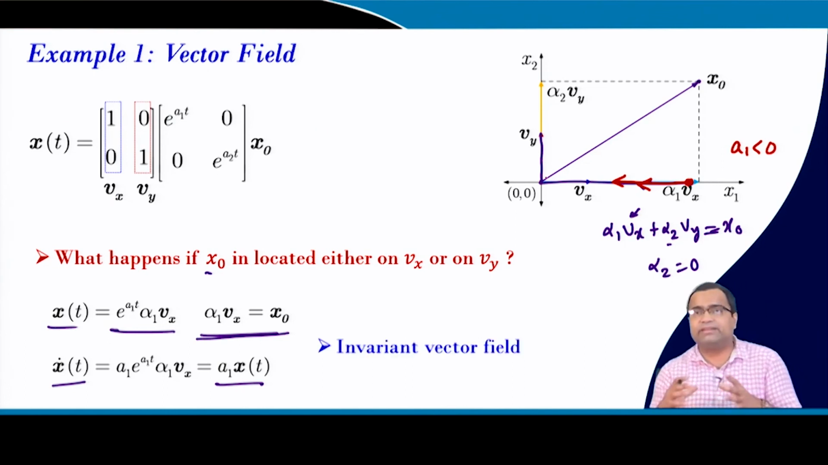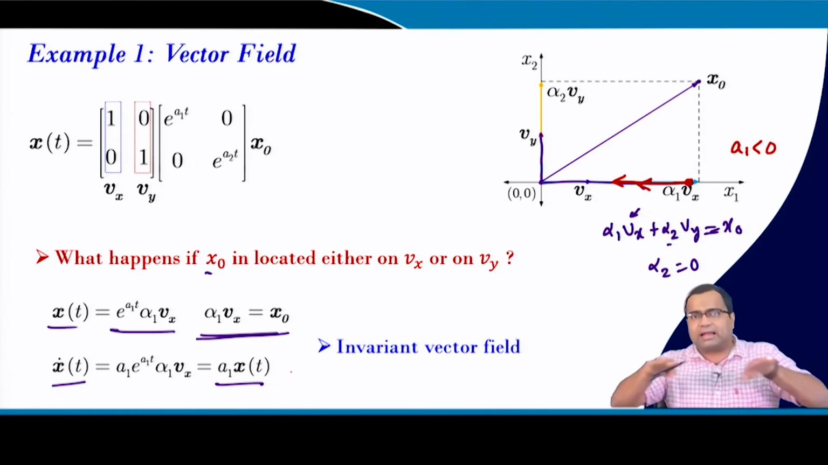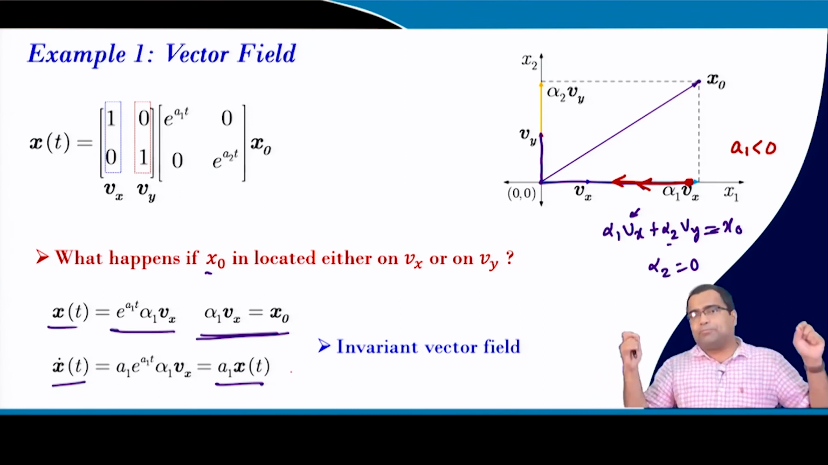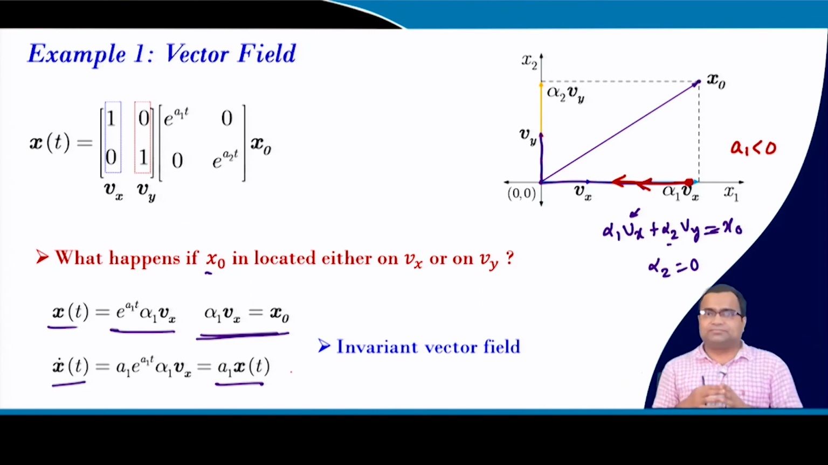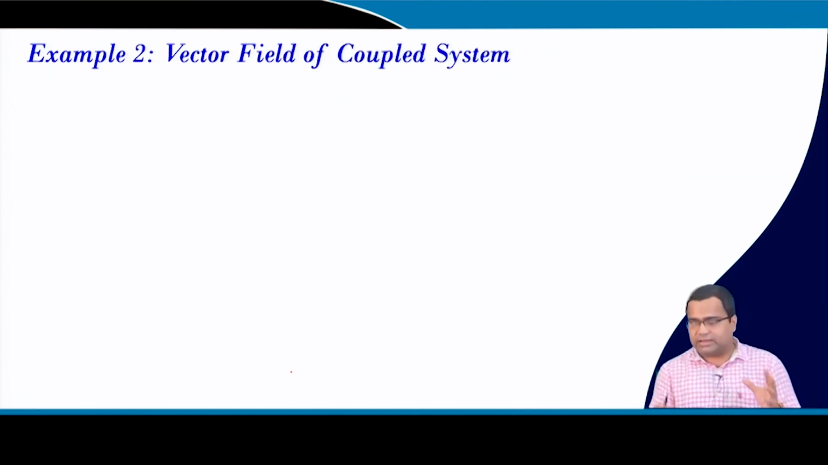So it is called an invariant vector field, because if you start the initial condition on that line of the vector, the point will move along the line, it will not go out of the line. So it will be along the vector. This is an invariant vector field, and we will see this will actually lead to our concept of eigenvector. But we are not talking about that now.